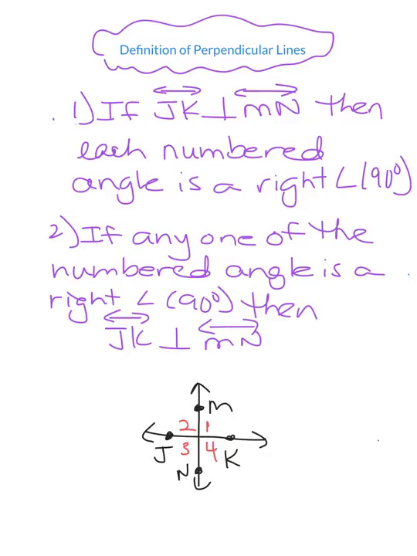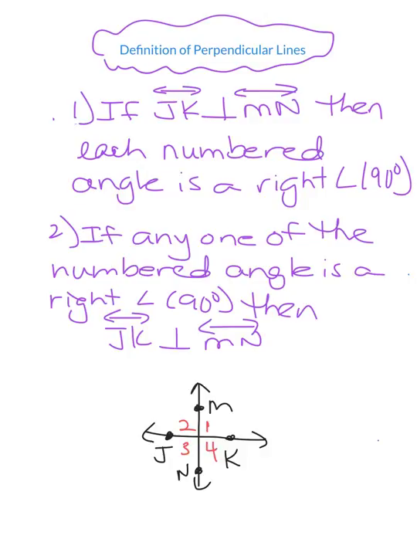So number one, there are two ways you can talk about perpendicular lines when you're looking at the definition. Using the diagram below, if line JK is perpendicular to line MN, then each numbered angle is a right angle, which is also 90 degrees. We could also say the converse. If any one of the numbered angles is right, or 90 degrees, then we know that the lines are perpendicular.